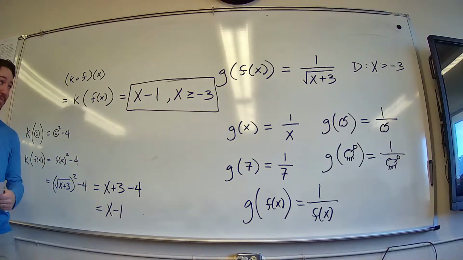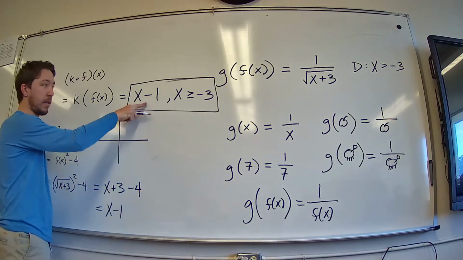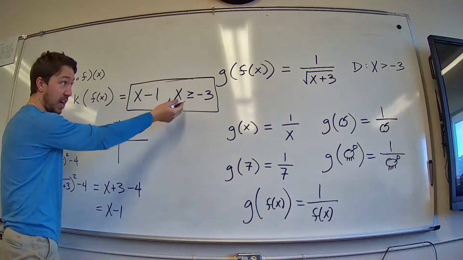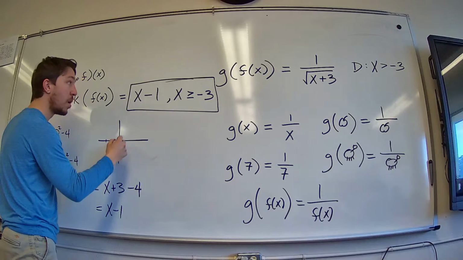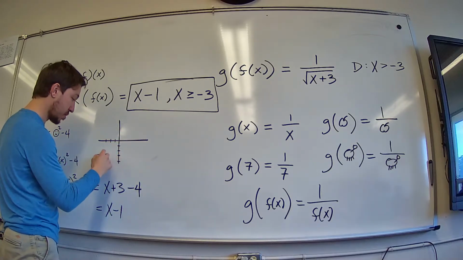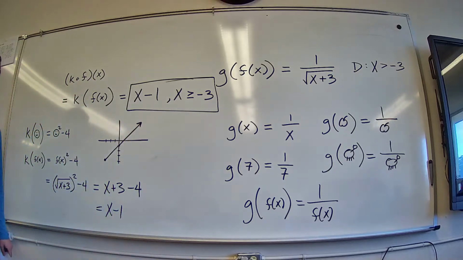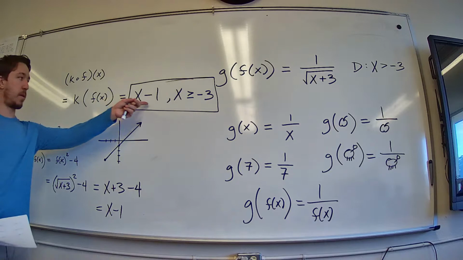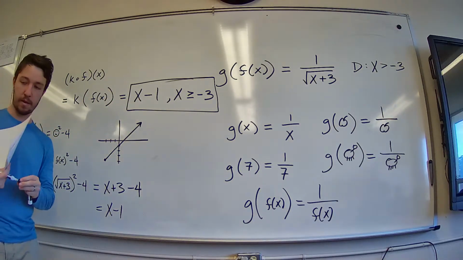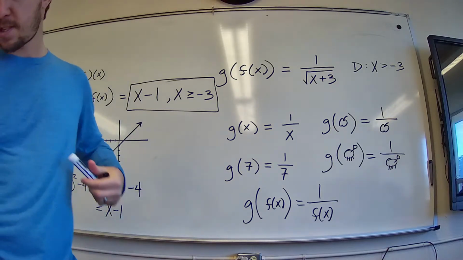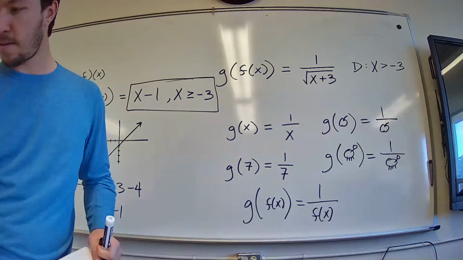By the way, what would that graph look like? What does that look like? Yeah, it's a straight line, x minus 1. It starts at negative 3, so it would look something like this. Does that make sense? Yeah. So x minus 1, but only for x values that are greater than or equal to negative 3. Okay, that's all my examples for you today. You can go ahead and do some problems.